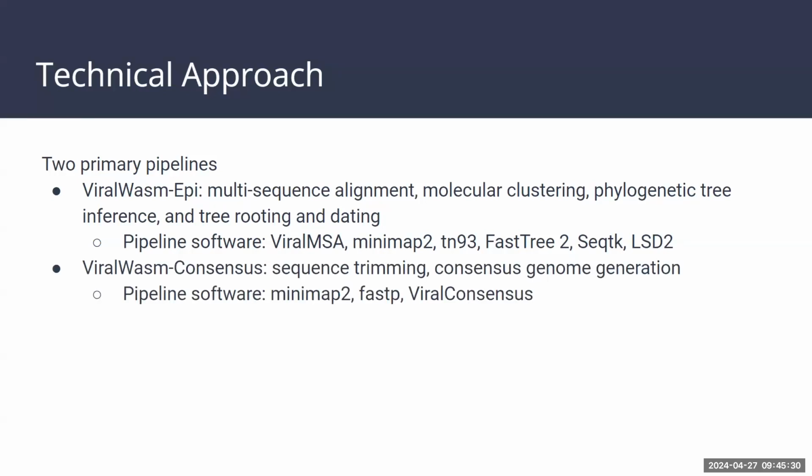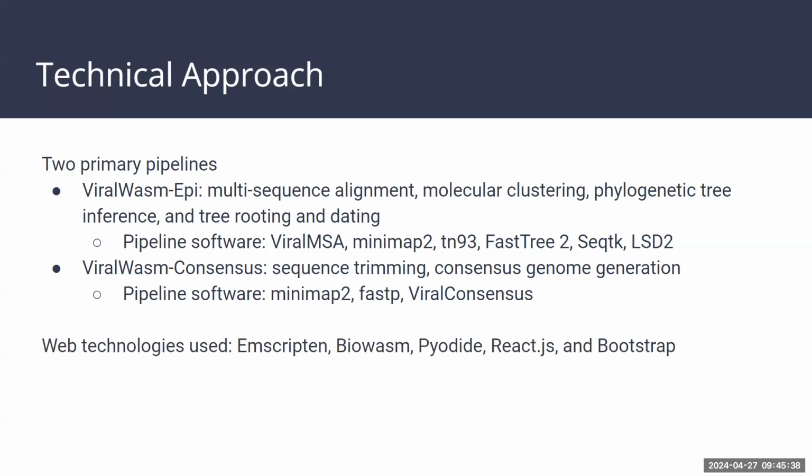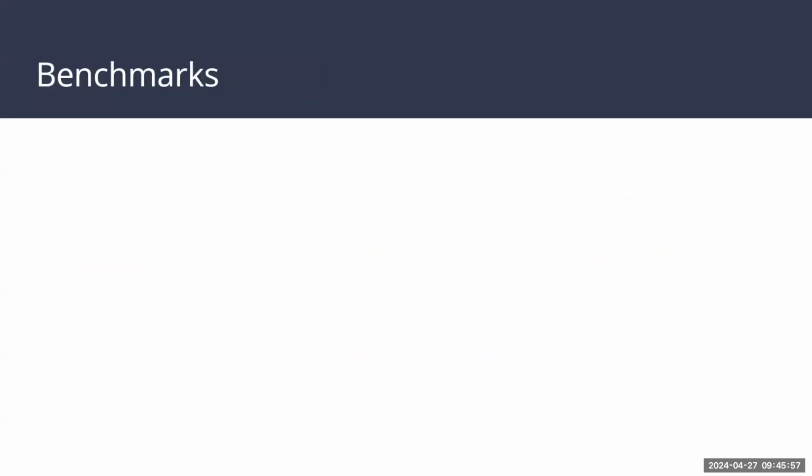ViralWasm Consensus does consensus genome generation. Optionally, you can do sequence trimming before that, which uses Minimap2, fastp, and ViralConsensus. For the web technologies, we use Emscripten and Biowasm, which both help compile the code down to WebAssembly. Biowasm is actually built by Dr. Robert Aboukhalil, who's a co-author on this paper. Then Pyodide runs Python code in the browser, React is the front-end framework, and Bootstrap is just to make it look pretty.